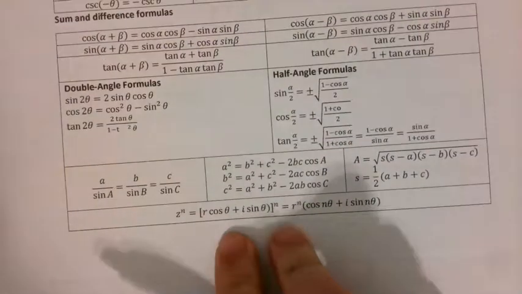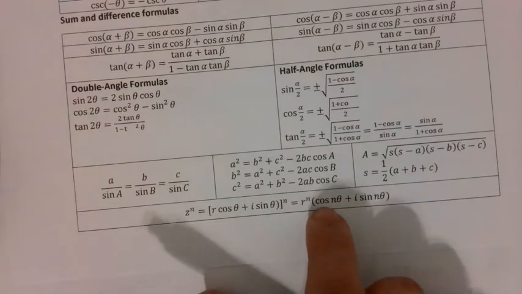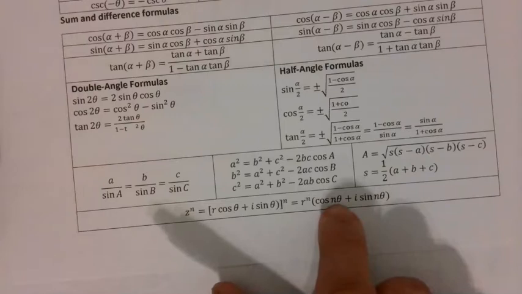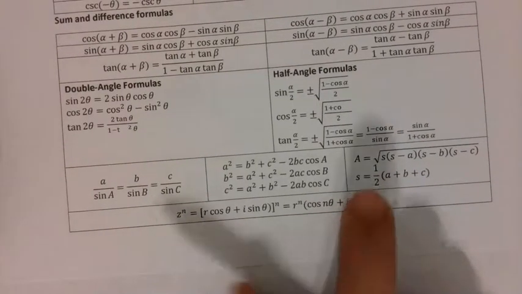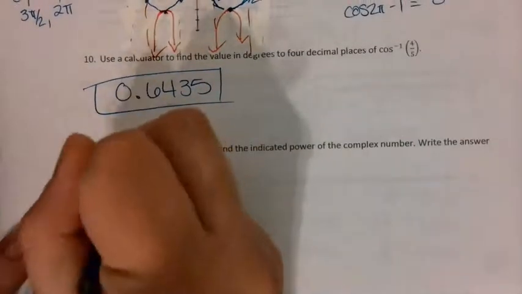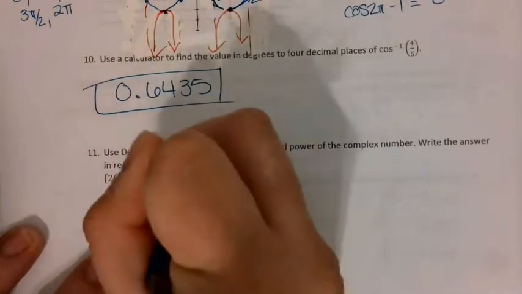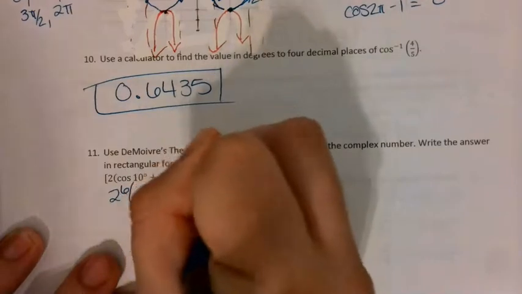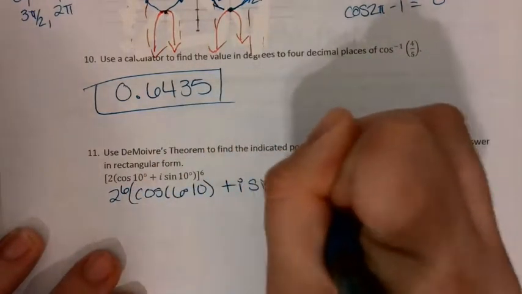Remember, this one is on the very bottom of the reference sheet I'll be giving you. What we do is we take our exponent, we give it to the radius, and then we multiply by cosine, and then we also take the exponent and multiply by the angle, plus i sine of the exponent times the angle for sine. So my exponent here is 6, so I have 2 to the 6 cosine 6 times 10 plus i sine 6 times 10.